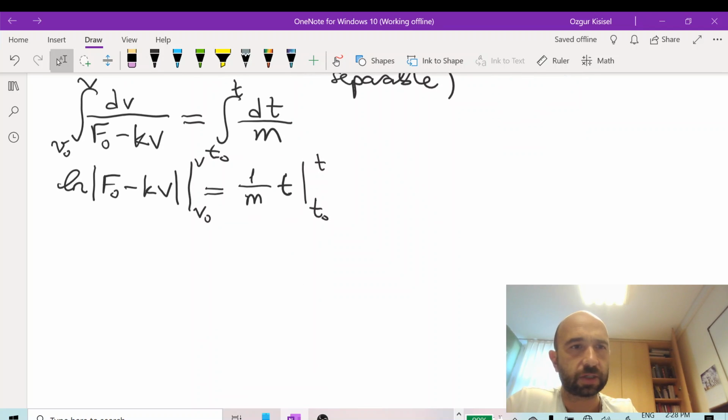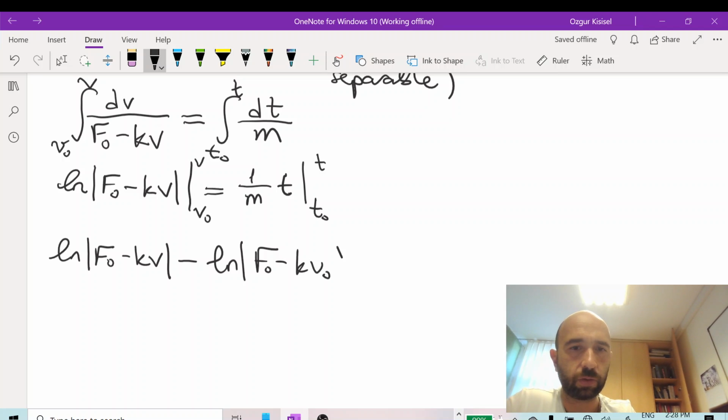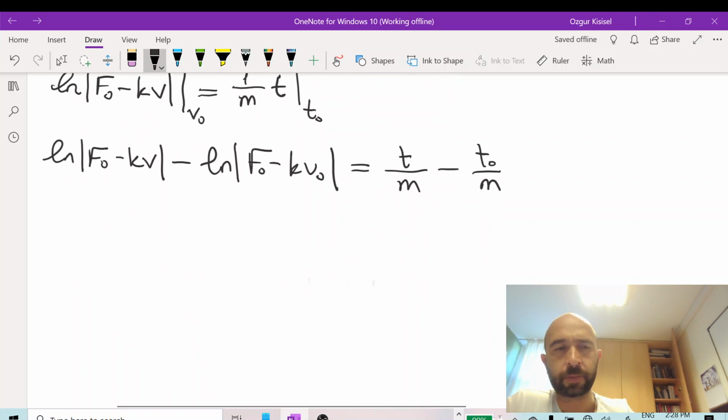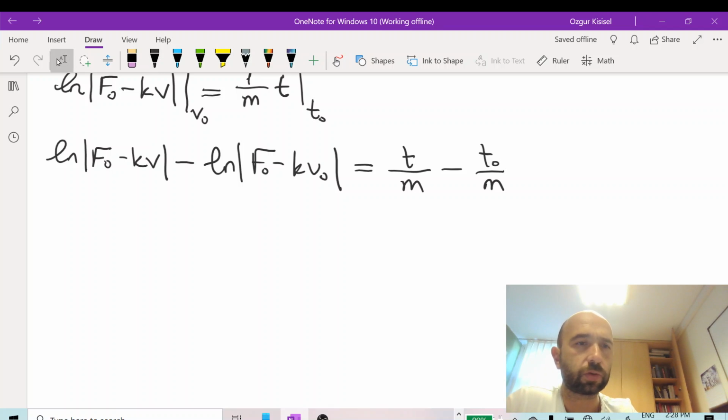But anyway, this is going to give you ln of F0 minus kv minus ln of F0 minus kv0 equals t over m minus t0 over m. Okay, we could do some simplifications here. First of all, the difference of two ln's can be rewritten as a ln of the ratio.